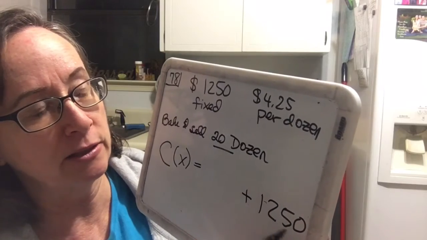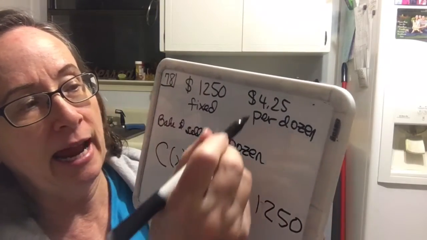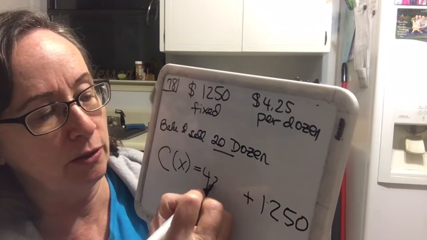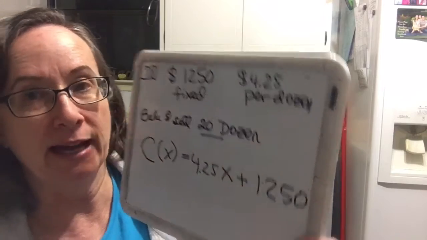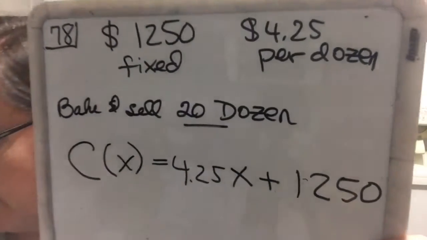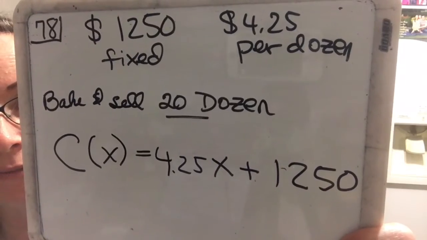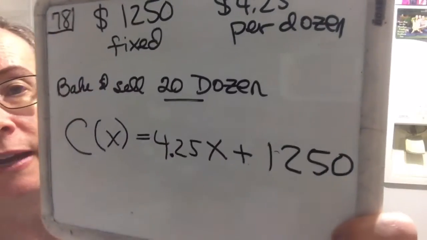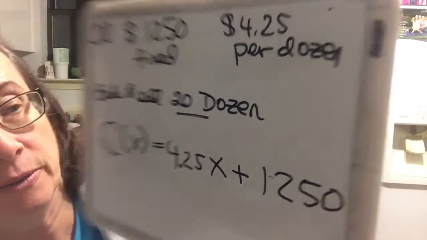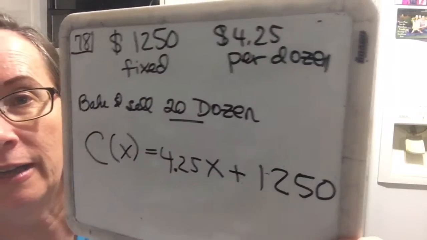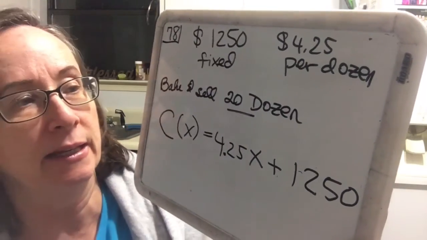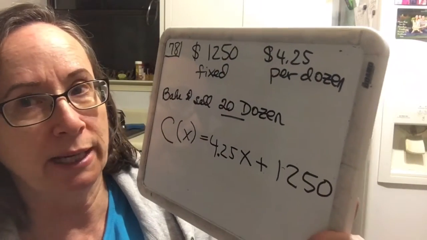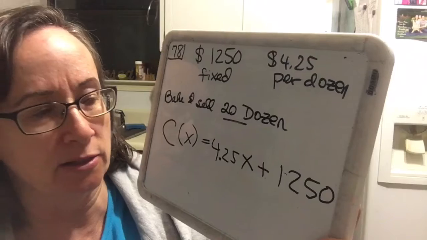So we got 1,250 is our fixed rate, and then this is per each dozen of cookies. Okay, so 4.25x. If x is a dozen of cookies, then wouldn't that be a good representative of the equation? Okay, can you see that little decimal? That's a 4.25 there. Okay, so now we're going to take our nice equation and we're going to plug in 20 for the dozen here. So we want to bake 20 dozen cookies and see what the cost is to us.